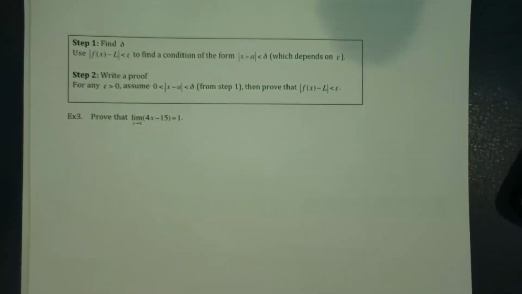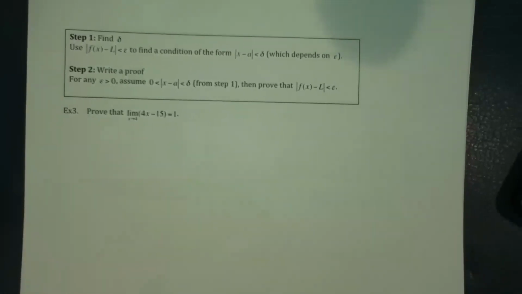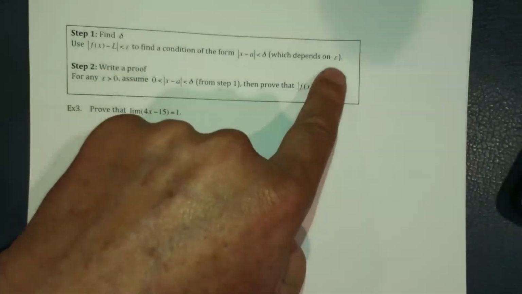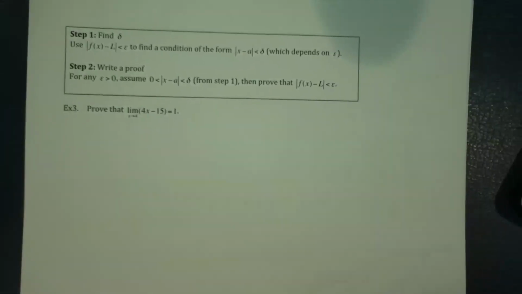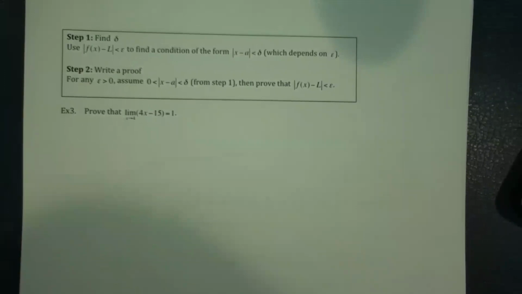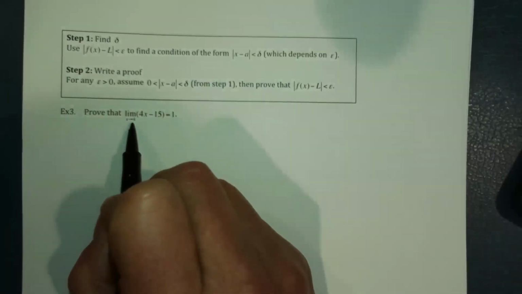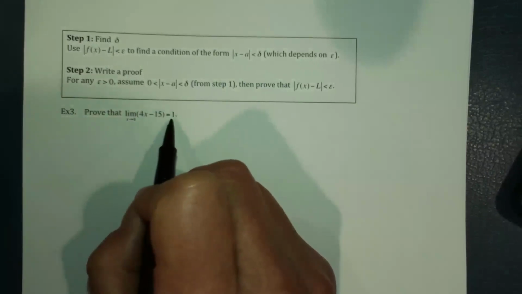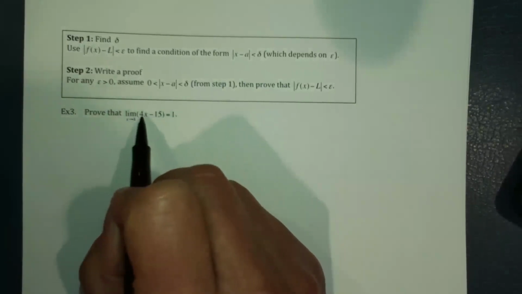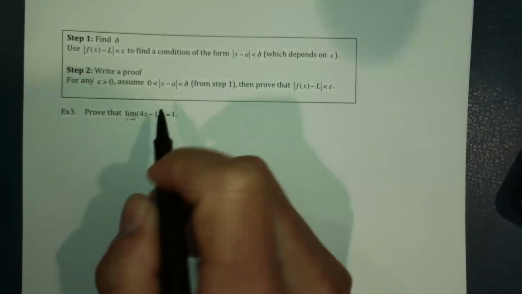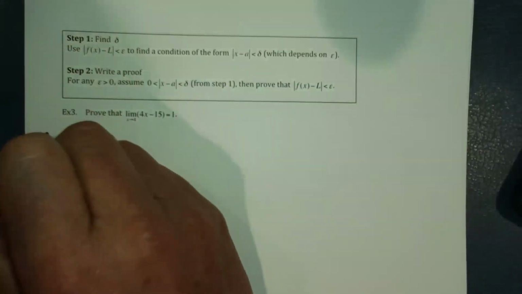So the way we do a formal proof for this particular thing that we're doing now is we are going to first off find a delta that's going to work for our proof. Now our delta should depend on epsilon. So we're going to start here. So for this example, just to be clear, a is 4 in this case, L is 1 in this case, f of x is 4x minus 15 in this case. So step 1.